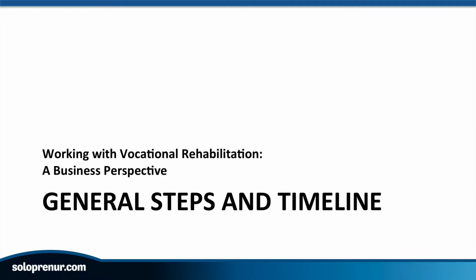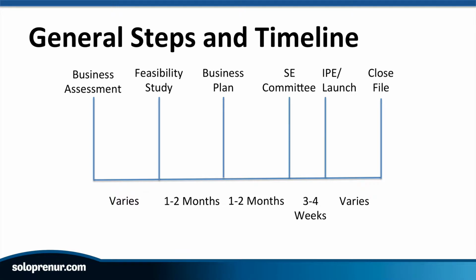Welcome back. This is Module 3, working with vocational rehabilitation, a business perspective, the general steps and timeline. What I'm going to cover here are the general steps that vocational rehabilitation might use to support self-employment and a rough timeline, looking at how long it takes to complete each step and what you can do during those steps. So I want to begin with the overview of the general steps.